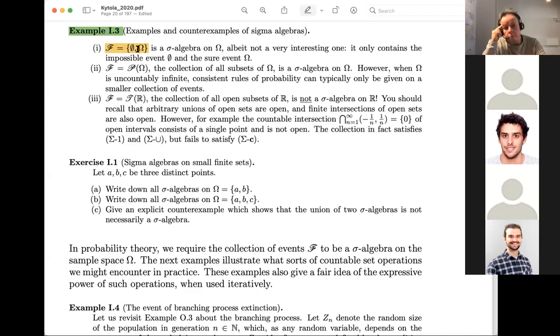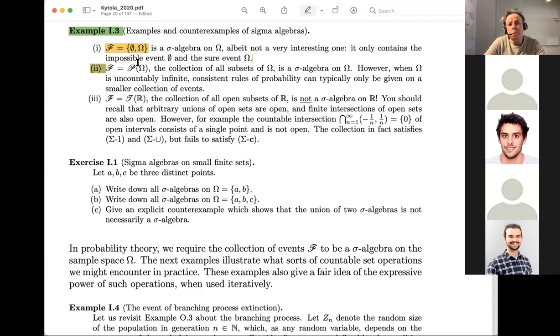Well, it contains the full set. That's condition 1. Is it stable under complements? If you take the complement of the full set, you get the empty set. If you take the complement of the empty set, you get the full set. So it's stable under complements. Rather trivially, it's also stable under countable unions. Okay, so this is the first example, sometimes called the trivial sigma algebra.